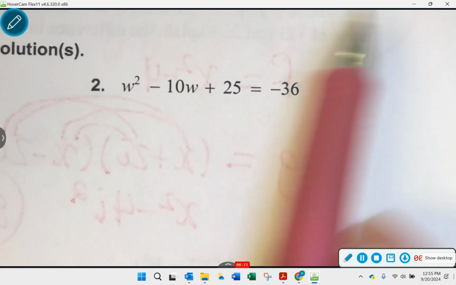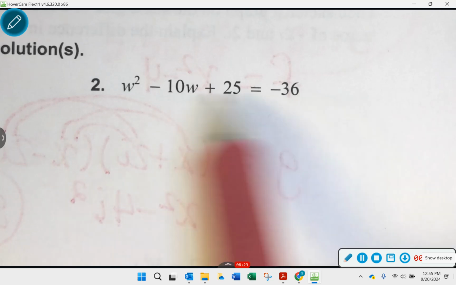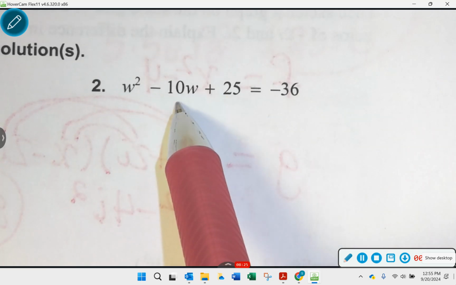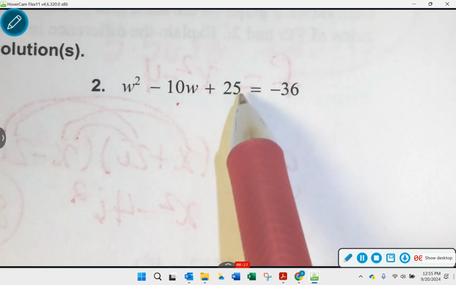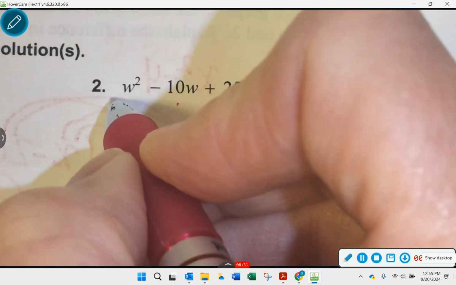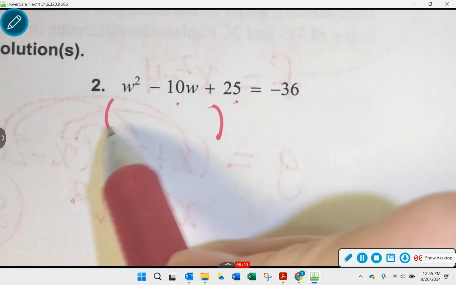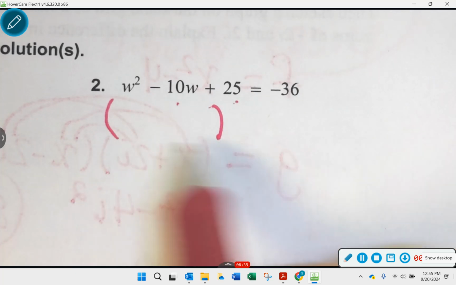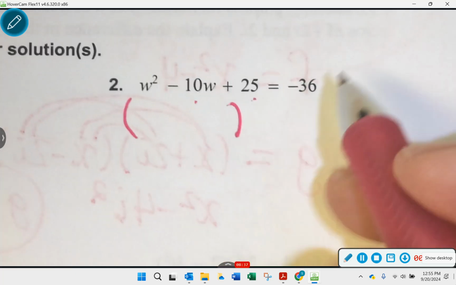Let's look over here. Can we do this one with square roots? What's half of 10 squared? 25. So I can do this with square roots then. Try this one on your own. I'll be working it slowly up here. See if you can get it.